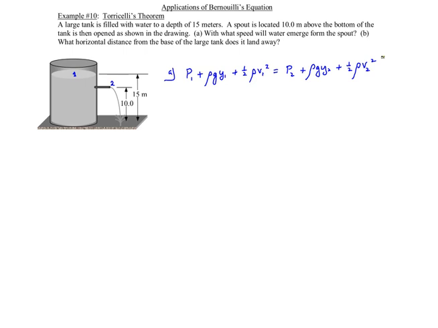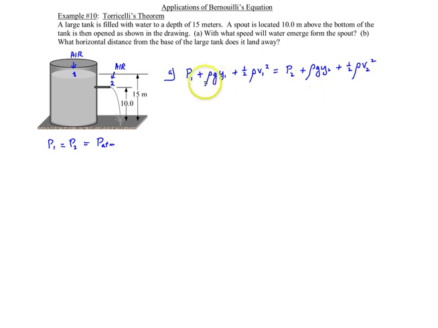Now, we need to identify what all these different terms mean. We have pressure 1. This is an open large tank, and we have air exposed at 1, and we also have air exposed at 2. So pressure 1 and pressure 2 are both the atmospheric pressure. You can see that these two terms are the same, and they'll cancel out.